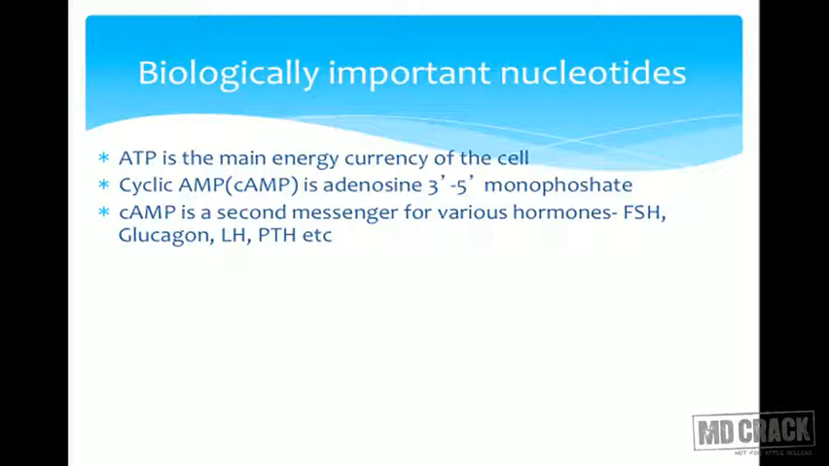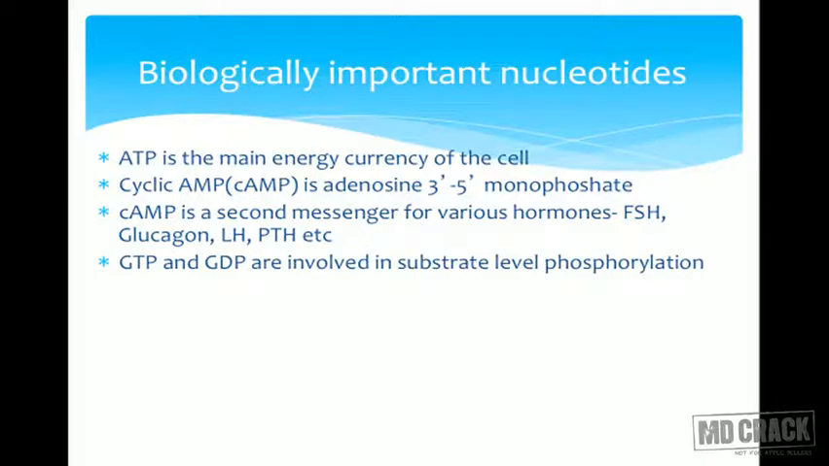Cyclic AMP is mainly one of the second messengers. That is, the hormone is considered as the first messenger. Its intracellular messenger is considered as cyclic AMP. What about other biologically important nucleotides? GTP and GDP are involved in substrate level phosphorylation. And where have you heard of this?